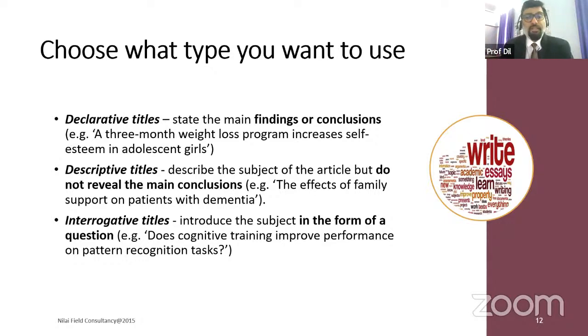Second, descriptive. You're not declaring anything in the title. You're not supposed to declare the finding over there. You just state it as it is. Usually in PhD theses and likewise, we follow descriptive titles. The influence of, the effect of, the correlation between. So these kinds of words you can use. Family support on patients with dementia. Likewise, you can see an example over here.